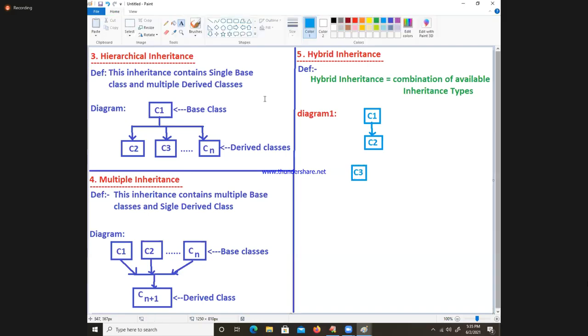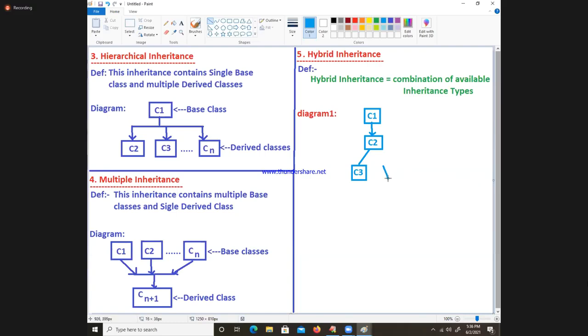Okay. C3 is getting the features from where? C2. Which type of inheritance is it? Multi-level. Very good. One more I am writing here.